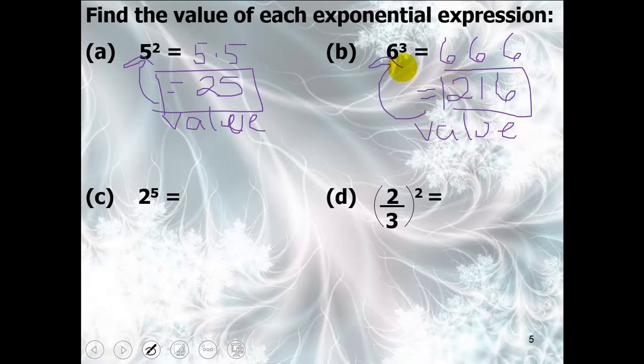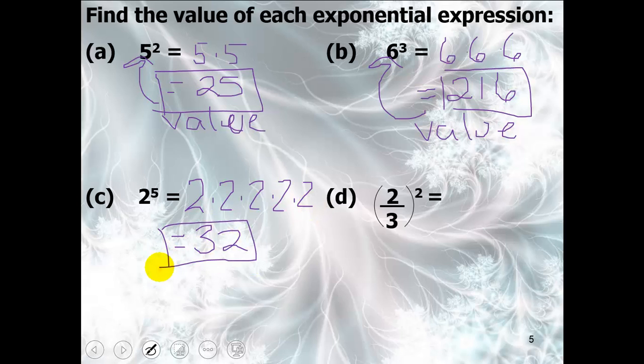Don't let the fraction fool you. Just multiply it together that many times. When you're done, come back and check your work. All right, welcome back. 2 to the 5th. Well, that's 2 times 2 times 2 times 2 times 2. 2 times 2 is 4, times 2 is 8, times 2 is 16, times 2 is 32. That's the value of 2 to the 5th.